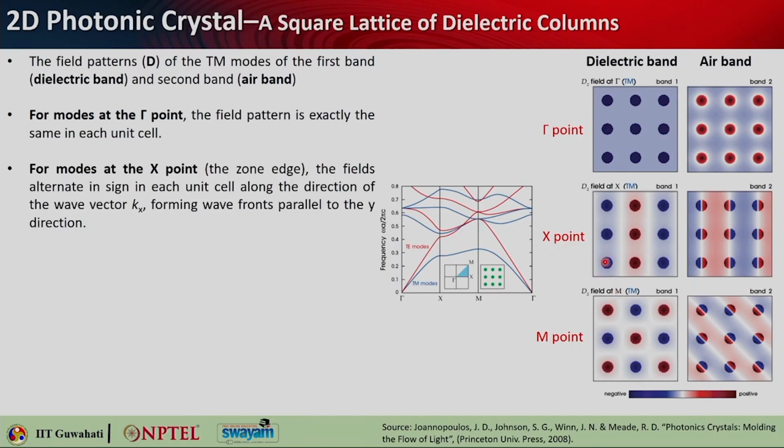However, when you move to the X point, that is, you have moved from the center to the band edge, or you can say the zone edge. You can see that the fields are basically alternating in sign. The blue one is negative, this one is red so it is positive, then again blue, and the same thing happens here: blue, red and so on. This is happening for the unit cell along the direction of the wave vector kx.